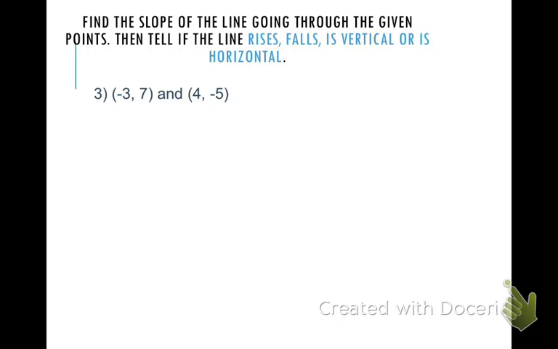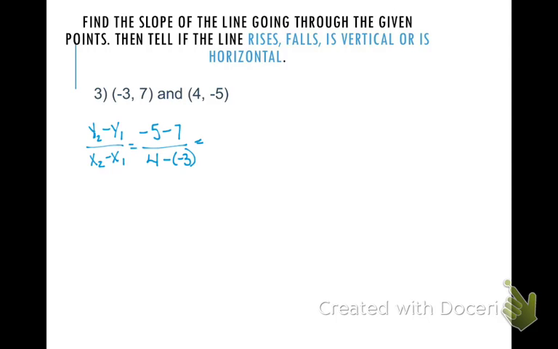So then I have to actually use the slope formula. So I'm actually going to have to do y2 minus y1 over x2 minus x1. Again, it doesn't matter to me which one you use. I'm going to go -5 minus 7 over 4 minus -3.